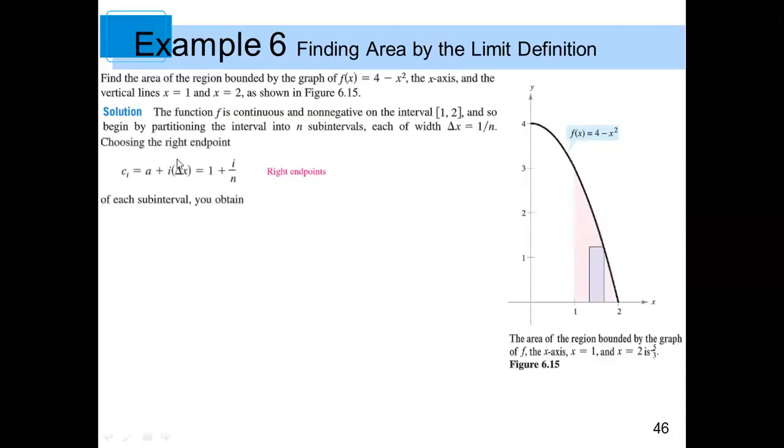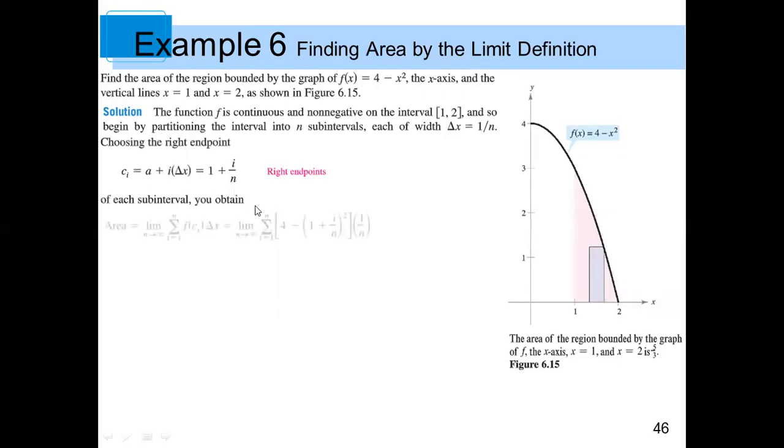So the right endpoint is going to be, since it doesn't start at 0, you have to start at the beginning of the region. So it's going to be a plus i times delta x. The left endpoint of the entire region is 1, so it's going to be 1 plus i over n. Because you're starting at 1, the first endpoint is 1/nth over from that, so it's 1 plus 1 over n. Then the next one's going to be 2/nths over from that, so it's 1 plus 2 over n, and so forth and so on.